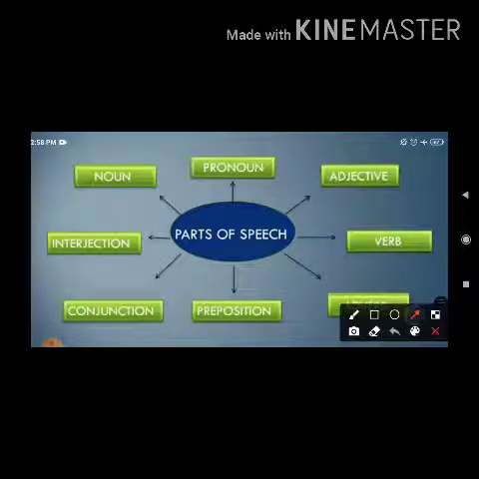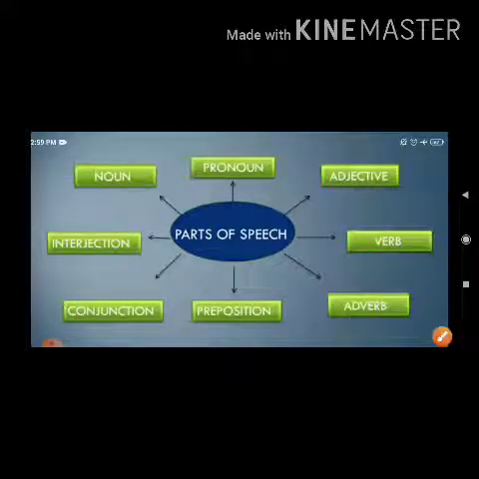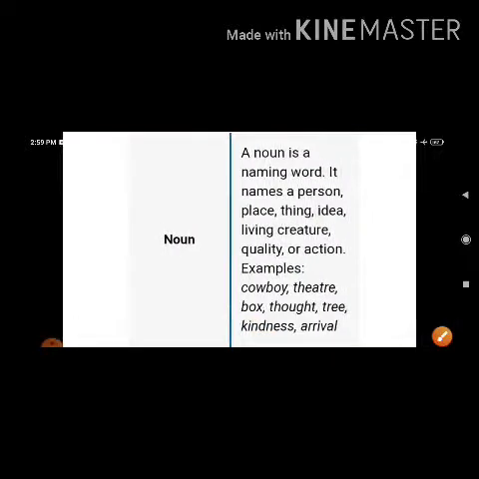And these 8 parts of speech are noun, pronoun, adjective, verb, adverb, preposition, conjunction, and interjection. Right? Now, let's try to know about them one by one. What is a noun? A noun is a naming word. Or you can say the name of anything is a noun.